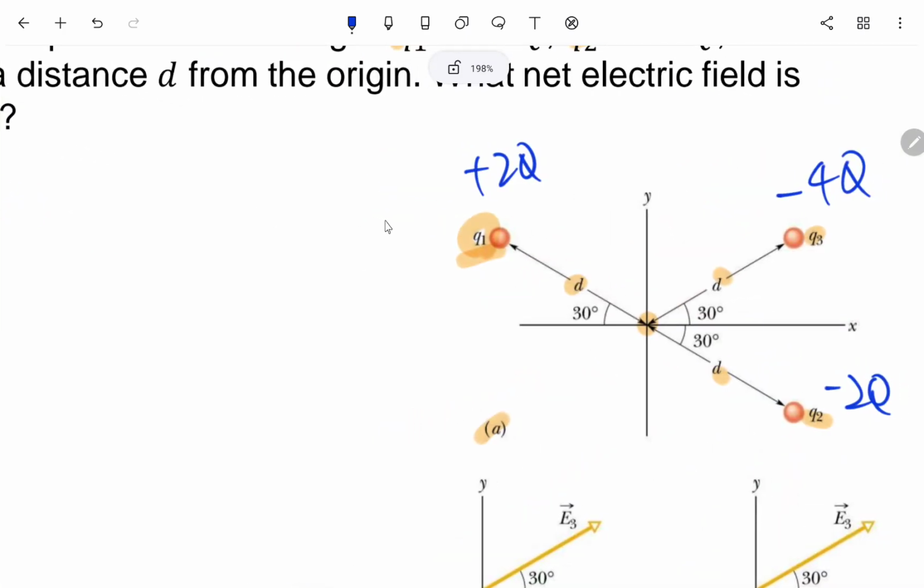R1 hat is actually like, we have this charge here, and then the point we are concerned with is here. So the R axis corresponding to Q1 should be something like this. This is the R1 axis. Okay, so in that case, R1 hat is pointing to the bottom right.